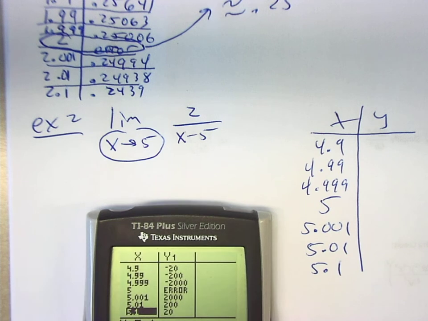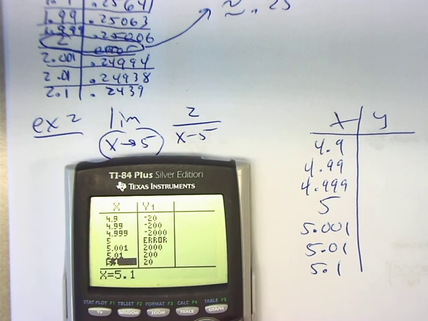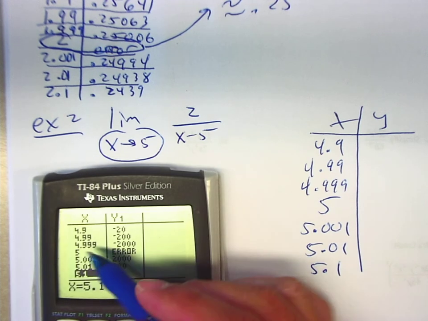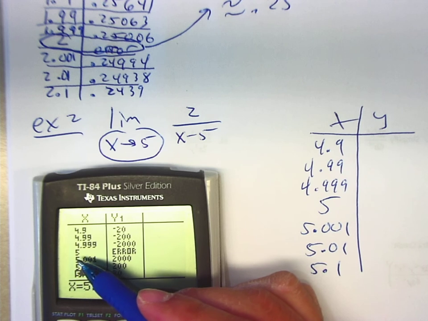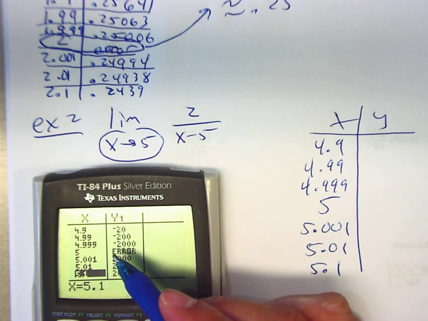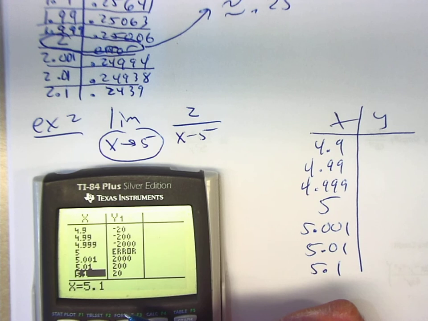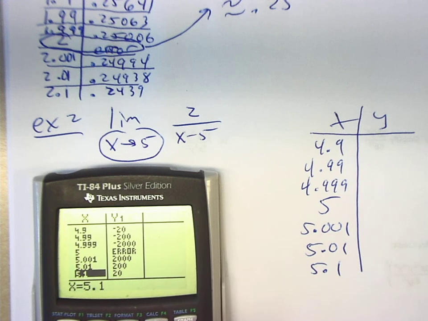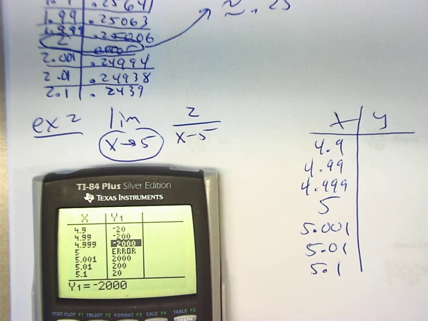Okay, so what does this mean? It means that as we approach from the left, we are at -20, then -200, and we keep going further and further down. Now, as we approach from the right, we start at 20, then we get up to 200, up to 2,000. Right here is the issue. One value is approaching -2,000. The other is approaching 2,000.